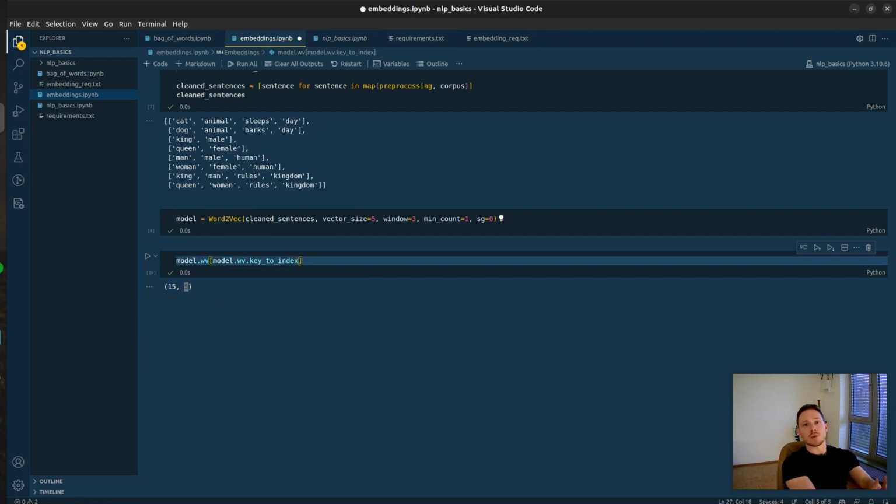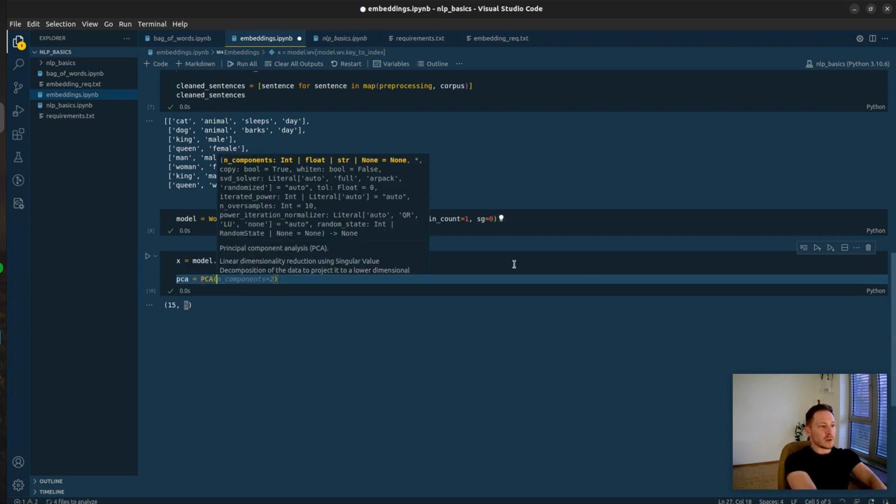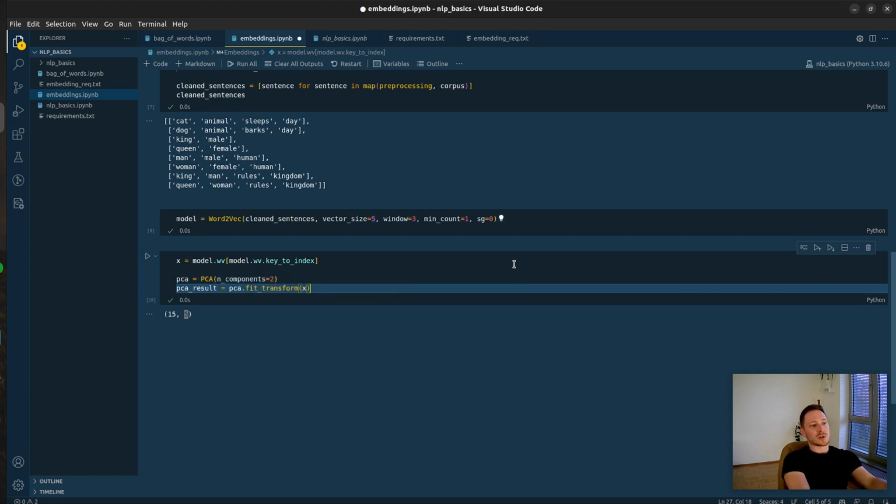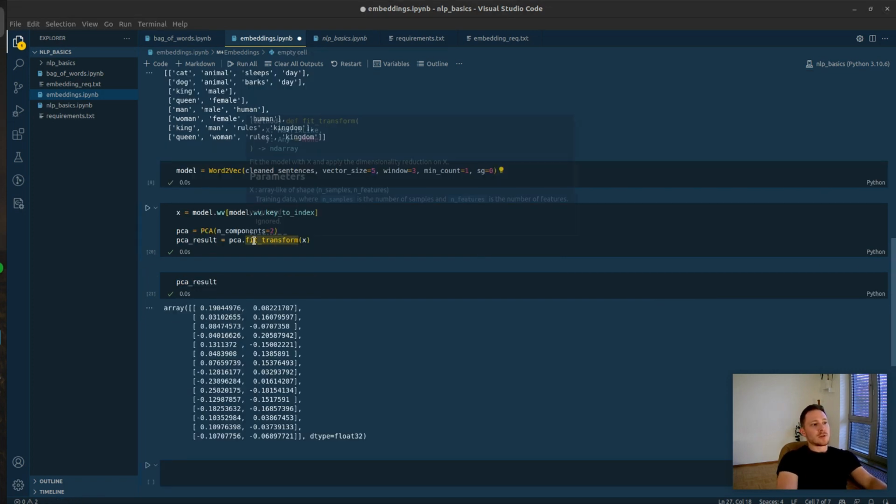And now we want to do the principal component analysis and see what it looks like in a 2-dimensional space. So let's define it. We want to have 2 dimensions. We have to fit and transform the embeddings. And here in the fit_transform function, the fit trains the PCA model and transform directly transforms the embedding into the 2-dimensional space after the training is done.